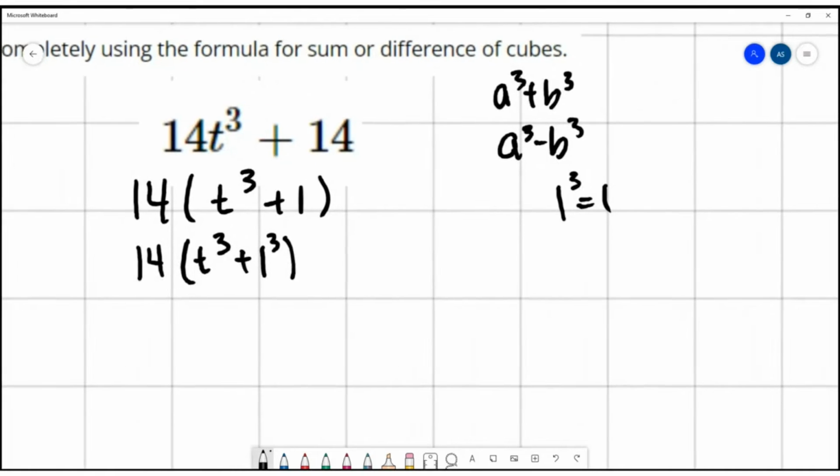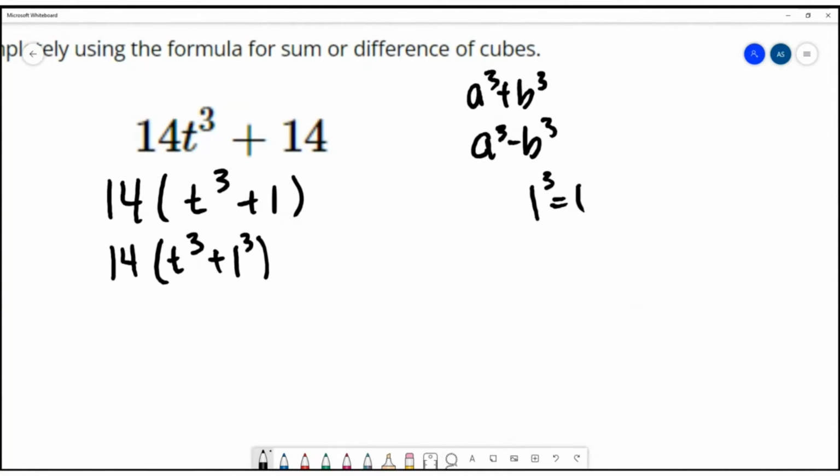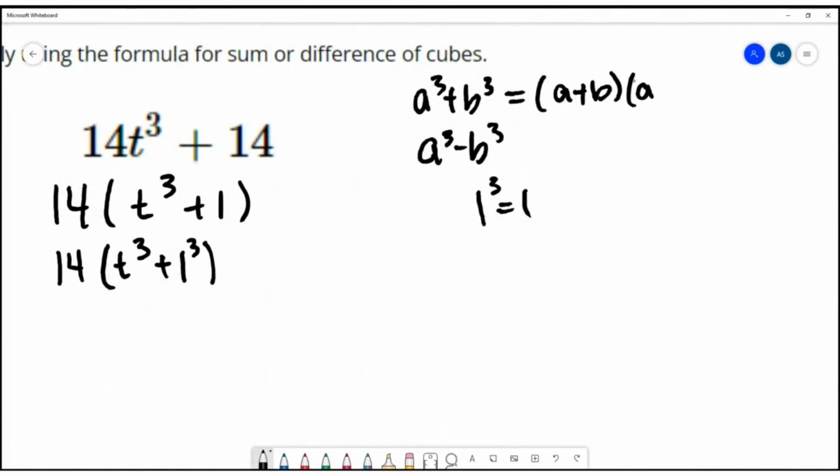Now, we do have that sum of cubes, but we have to know how to factor that pattern. The pattern for that is a plus b. We use the same sign that we had in the original, so we have a sum, we'll use a sum. And then we have a squared minus ab plus b squared. This is the pattern that we follow for sum of cubes. Our a is t and our b is 1.